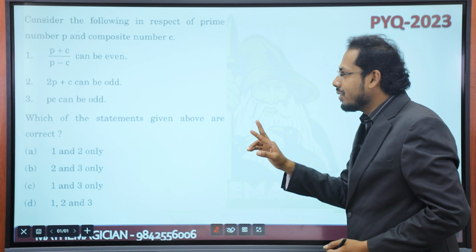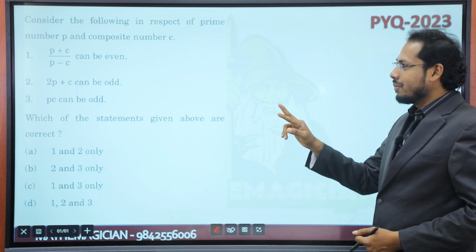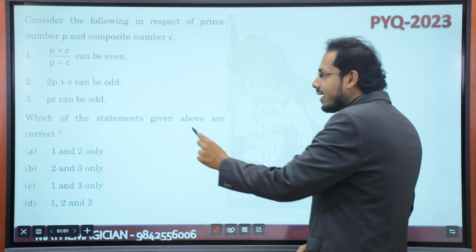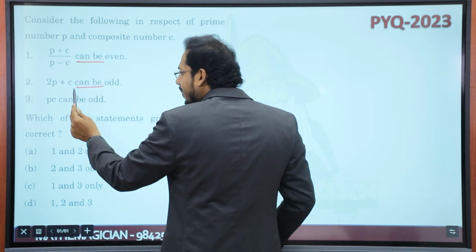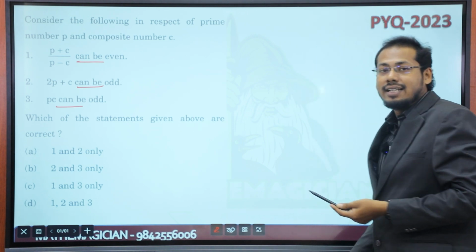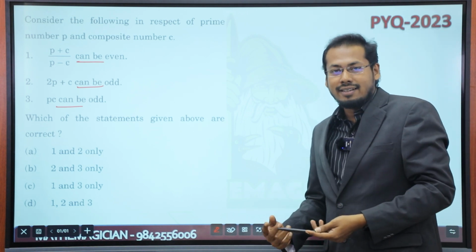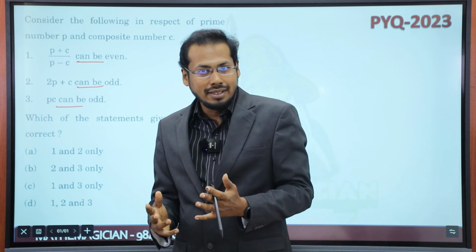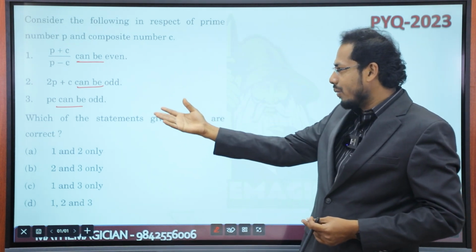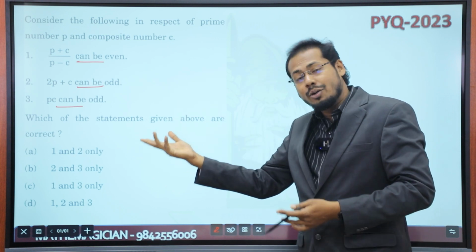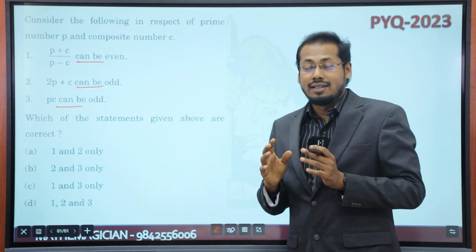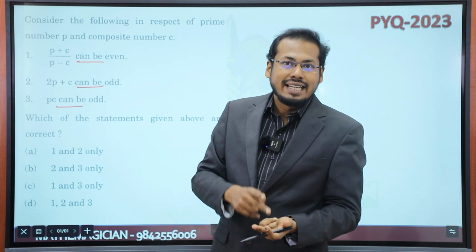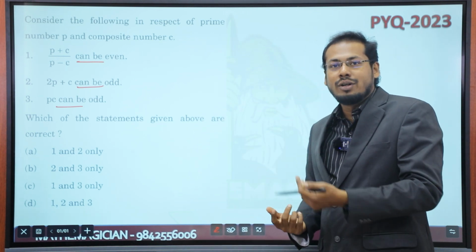First thing is prime number plus composite number over prime number minus composite number can be even. Look at this, guys, here they are using the words can be. In the previous question they said it is definitely. Here can be means you need not get the answer for all the numbers. If any one number gives even, any one number gives odd, you can take that. So please concentrate on the words they are using: must be, definitely, can be. Understand what it means, then only you go for that.